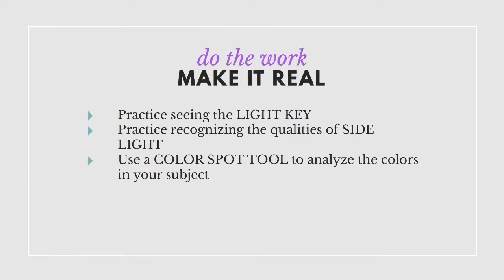I want you to dive into practice seeing the light key. Look at some of your own examples. Go outside, sit, and watch the sky. Pull out your own photographs and see if you can identify how those qualities are affecting the light in your photograph. Practice recognizing the qualities of side light, meaning light that is illuminating from the left or the right from your side, or light that is backlit when you're looking straight towards the light.